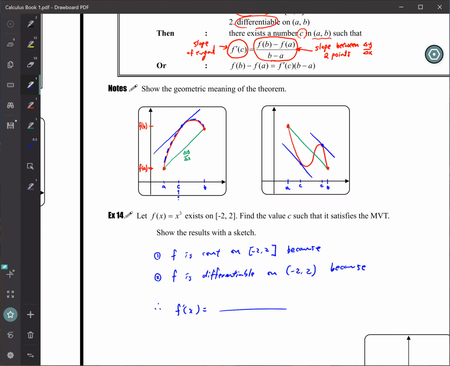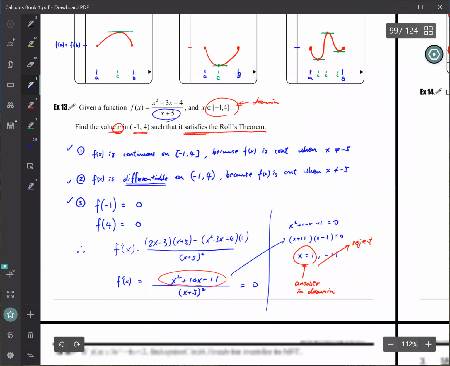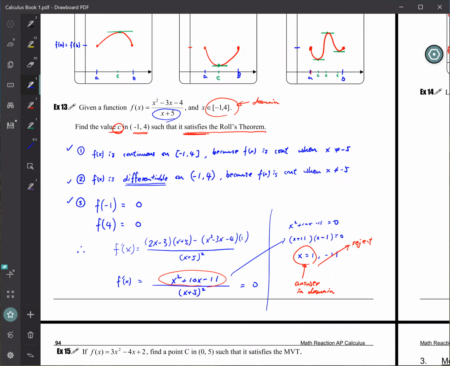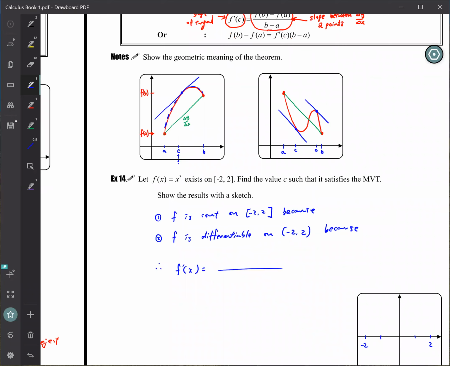Wait, for C, do I just pick any random number? No, you have to find C, not pick. You don't pick a number. You are finding x, just like the x that you found before is the C value. Oh, okay. And then it's equal to 0? No, not equal to 0. It equals the slope of the endpoints. Oh, okay. So left side, you need to do the derivative. Right side, you need to do the slope of the endpoints, and then you make them equal.